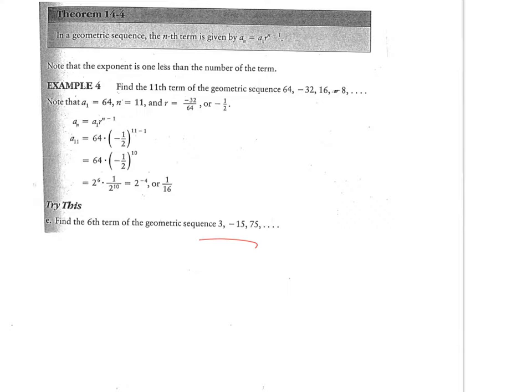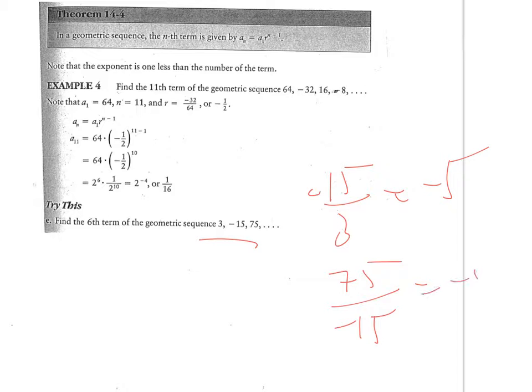Okay, so first off, I want to find the common ratio. So -15 divided by 3 is -5, and 75 divided by -15 is also -5. So it looks like the common ratio is -5. So 3 times -5 raised to, let's see, the formula is n-1, so they want us to find the 6th term, so I'm going to raise that to the 5th power.